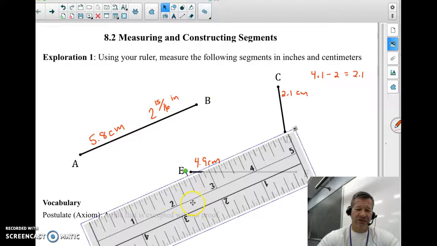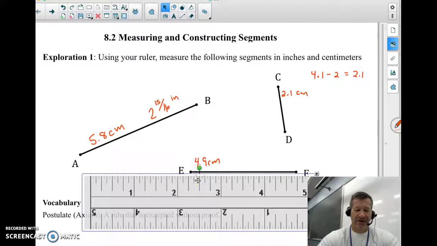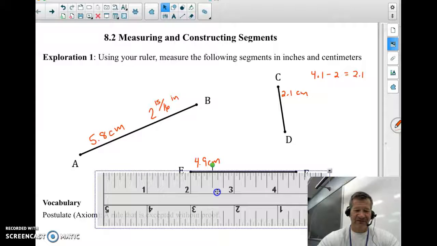By the way, if you're doing this in your note packet, it's important to note that your note packet may have a different scale to this ruler, so it might be different. I'm not real sure. I would have to check it out. Let's look at EF as one more example. E is at 2, so I'm going 1, 2 inches, and then 4, 5, 6, 7 of these little marks. So that would be 1, 2, and 7/16. So we would say that it's 4.9 centimeters, but 2 and 7/16 inches. And that's how we're going to measure that.